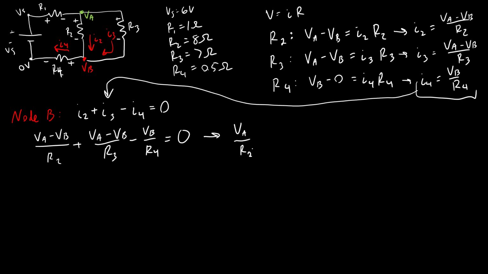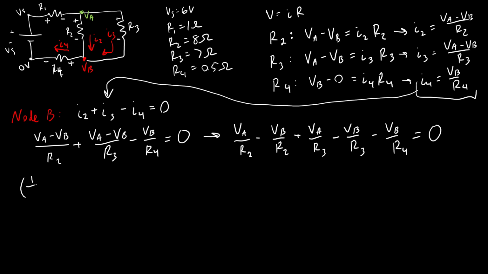So I have VA over R2 minus VB over R2 plus VA over R3 minus VB over R3 minus VB over R4 equals 0. I am going through this a little faster, but again, this is the same process we went through for node A on the previous slide. Now I'm going to collect my coefficients in terms of VA and VB.